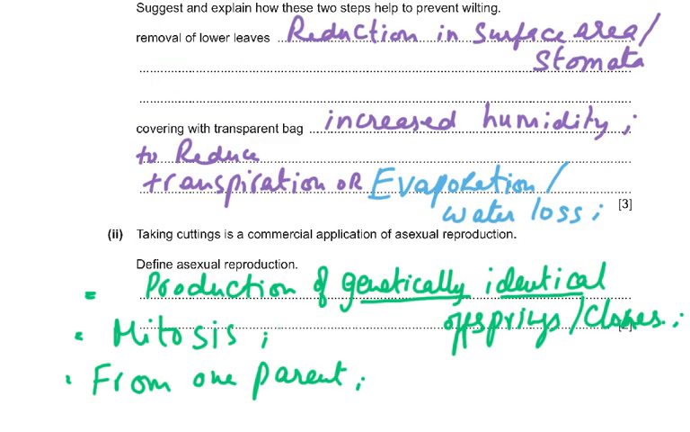Now, just to give you a little idea of the actual wording: reduction in surface area or reduction in the number of stomata, and covering with a transparent bag would be increased humidity, so to reduce transpiration, or you can say evaporation or water loss. So 1 mark there, 1 mark here, and 1 mark here. Then taking cuttings, commercial application, define asexual reproduction: production of genetically identical offspring, mitosis, and one parent.